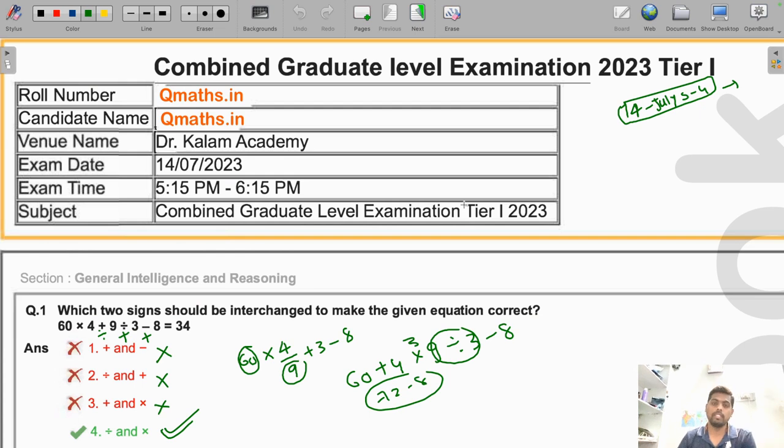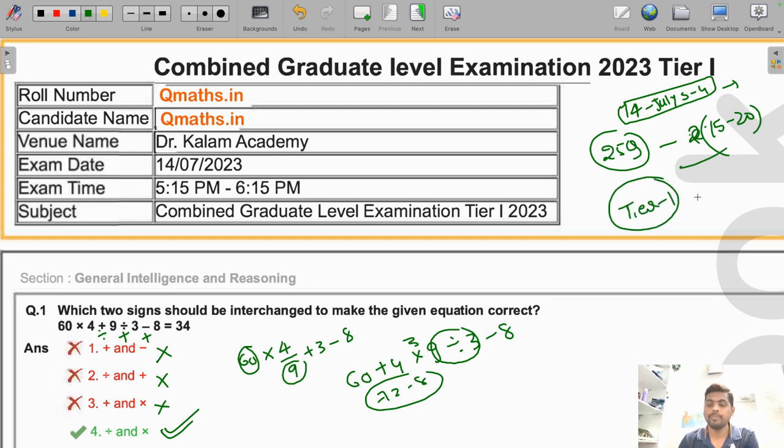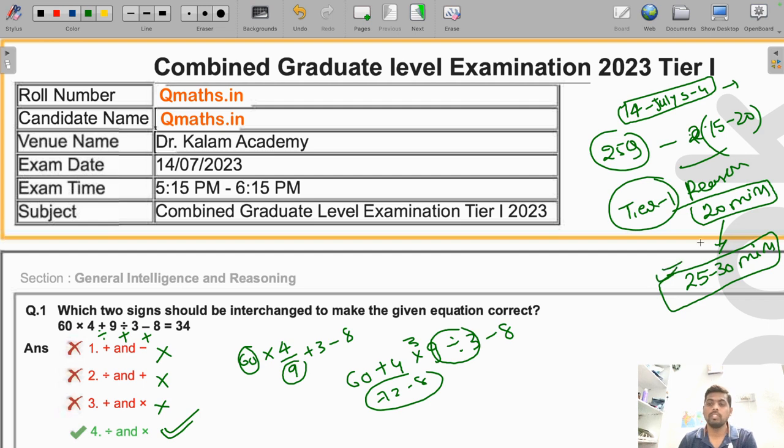So that's it for the session, guys. We have solved 25 questions, and if you follow this method, you can definitely solve all the questions in 15 to 20 minutes. And in tier 1, just remember this, guys, for reasoning the maximum time you can take is 20 minutes, not more than that, because then only you can save the time for mathematics. And for mathematics you should devote at least 25 to 30 minutes. So this is my suggestion.